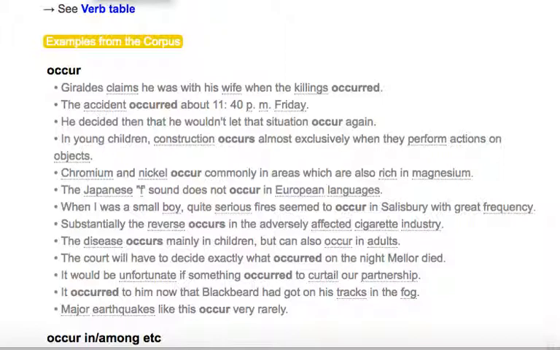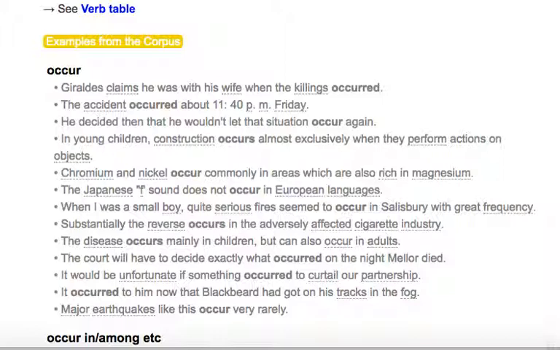Occur. Geraldes claims he was with his wife when the killings occurred. Killings. We could use the word murder. Murder, not murmur. Murder is when you kill. The accident occurred about 11:40 p.m. Friday. He decided then that he wouldn't let that situation occur again.